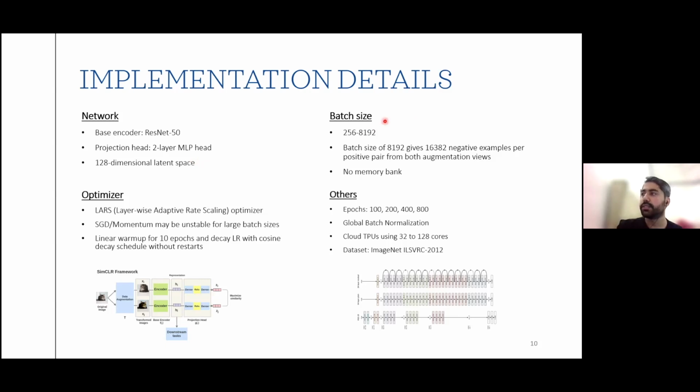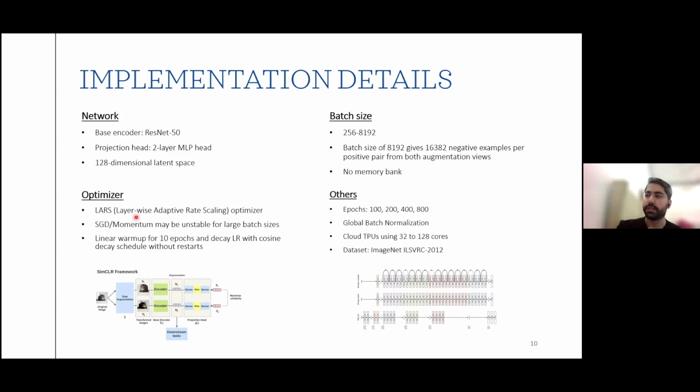Then the batch sizes, one of the key things about this implementation, they have huge batch sizes. So it varied from 256 till 8192. So as you have seen before, a batch size of 512 gives double of its negative samples per positive pair. So because of that, they had to use a lot of memory, in case of a GPU, and then the implementation had happened.